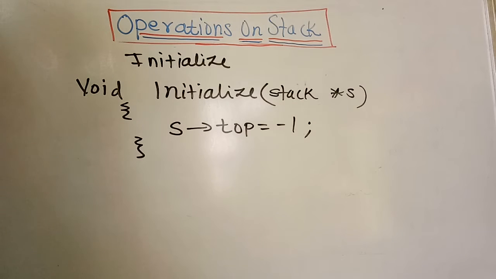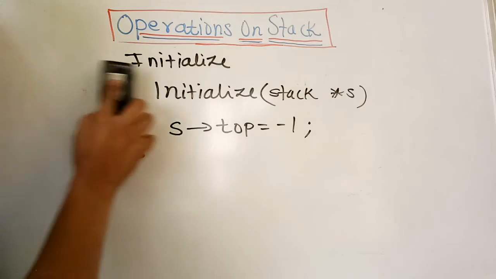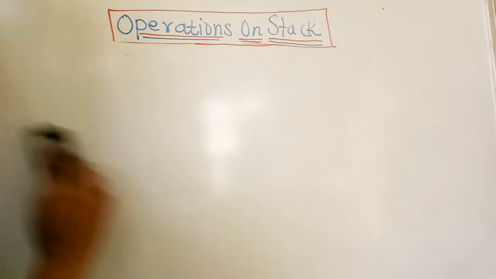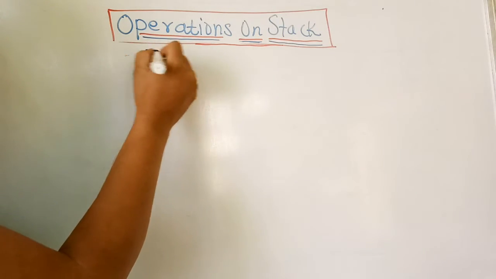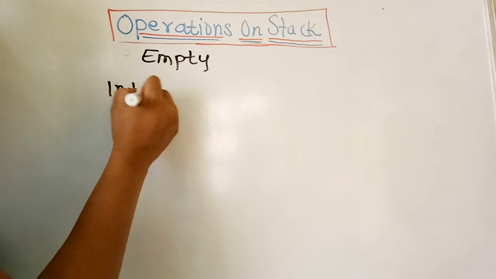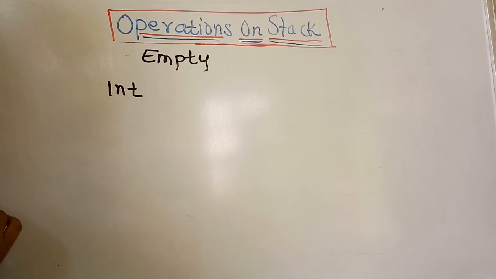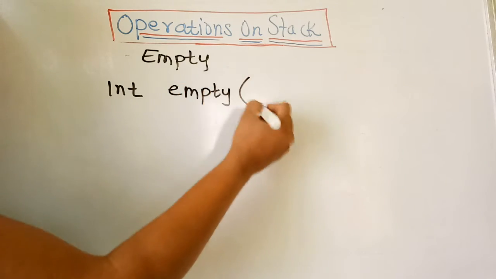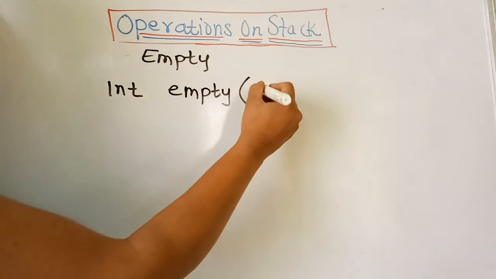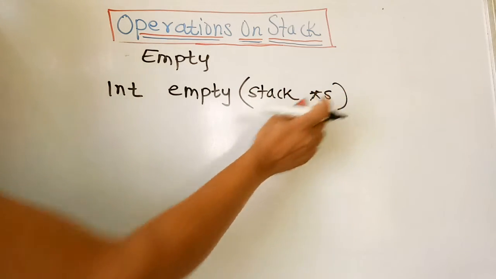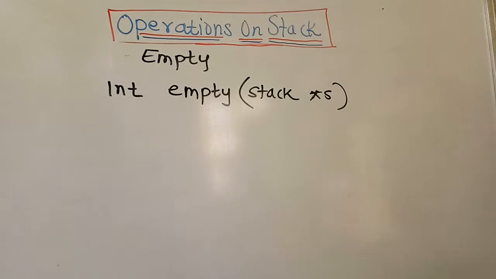In such cases we have to use the empty operation. Initialization is forcefully making the stack empty, and empty is the operation that checks whether the stack is empty or not. For that, it returns some value as the conclusion, so its return type is integer. Empty is the function name. We will pass a stack type star variable, as in the previous initialize function.